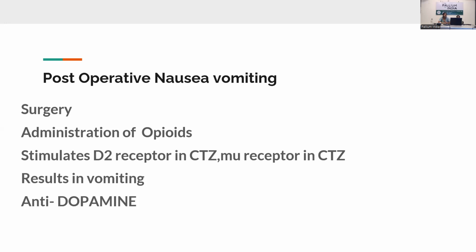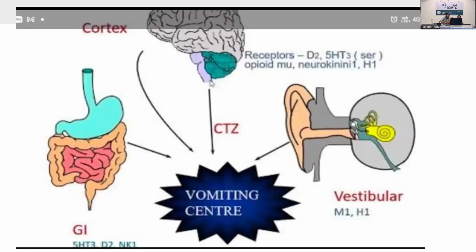So what happens? These morphine and similar drugs will stimulate the D2 receptor in the CTZ and the mu receptor. We know that opioids act on the mu receptor, right? When we studied morphine, we learned that. Like that, these opioids can stimulate the D2 receptor, dopamine. D2 is dopamine. Serotonin is 5-HT3. Go back to the previous slide. See here, in the CTZ we have the D2 receptor and the 5-HT3 receptor.